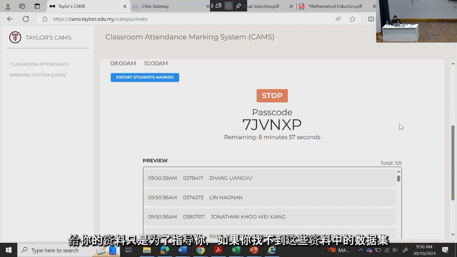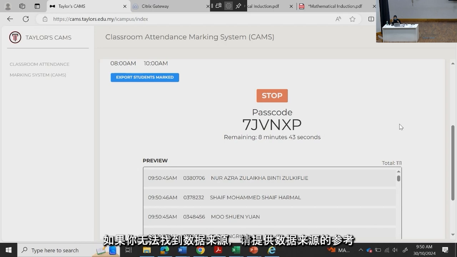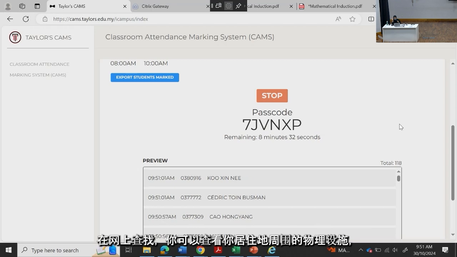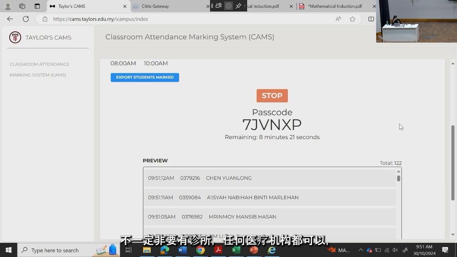The sources that are given to you for the dataset are just to guide you. If you don't find a dataset from those sources, you can use any other source, but you have to provide the reference of the source from where you are taking the data. If you are unable to find the dataset, for example, those who have a case study related to medical facilities, if you are unable to find it online, you can look into the physical facilities around where you are living, such as clinics and hospitals. It's not necessary that there must be hospitals or clinics. They could be any medical facility.